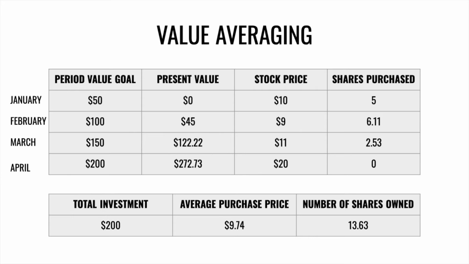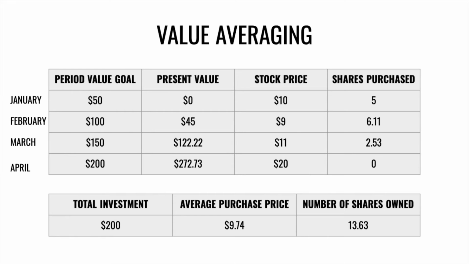So with value cost averaging, in this scenario, our total investment for this example was $200. Our total number of shares we own at the end of the time period is 13.63 shares. And the average purchase price using weighted average calculations was $9.74 approximately.